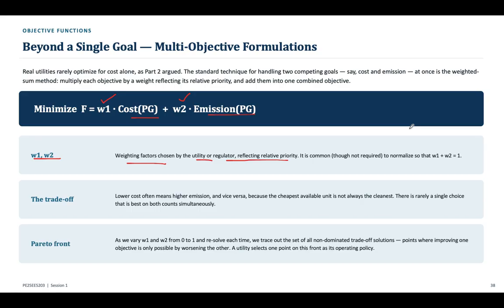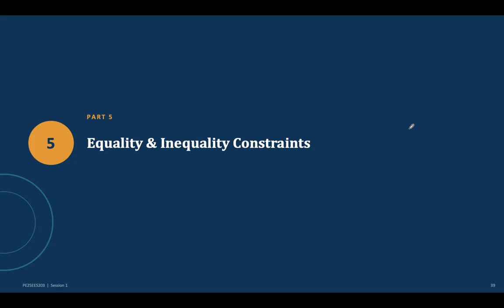Okay, so the Pareto front, in the sense, as you can see, as we vary W1 and W2 from 0 to 1 and resolve each time, we trace out a set of all non-dominated trade-off solution points. That will improve one objective only by worsening the other weighted objective, might be of the emission or of the cost. So the utility will select only one of these points on this front and its operating policies.